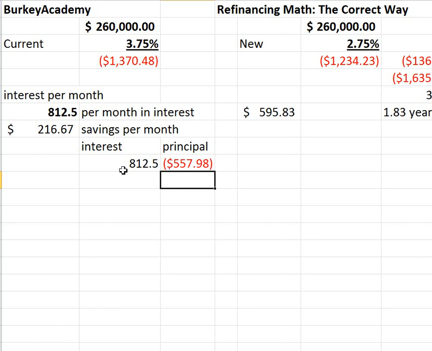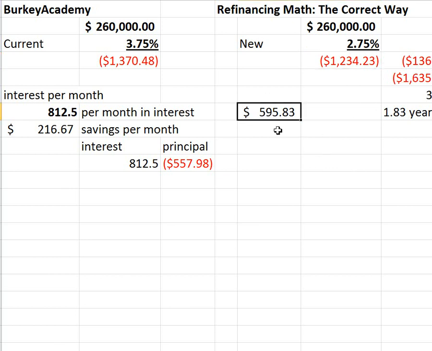So under the current scheme, you're paying $1,370 out of pocket. $812 is going to interest. $558 you keep because that's going to pay down the amount you owe. So I don't consider this amount, the $558, a bill. That's money that I can get back when I sell the house. Now let's do the same thing under this new payment. The payment is only $136 less, but look at what happens when we break this into the two parts.